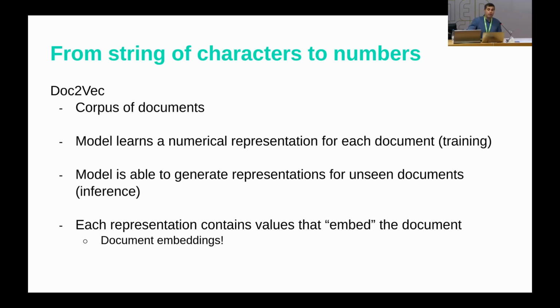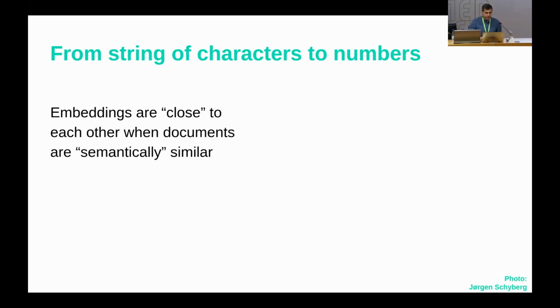And those are document embeddings. We have word embeddings, and now we have document embeddings. Those lists of numbers, they are the embeddings. It's nothing more than lists of numbers. The same relationships that we have for words are also easy to extrapolate to the documents. For example, embeddings are close to each other when documents are semantically similar.